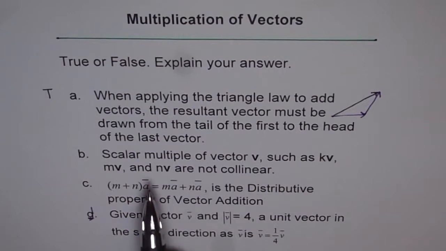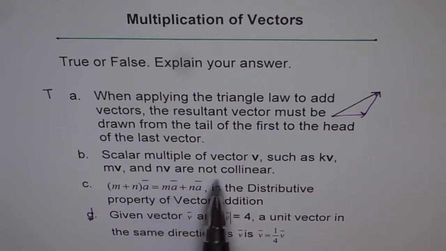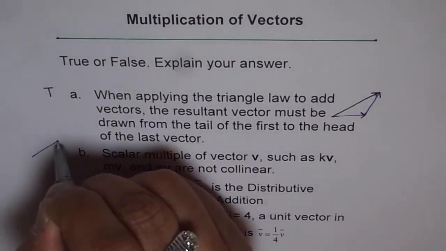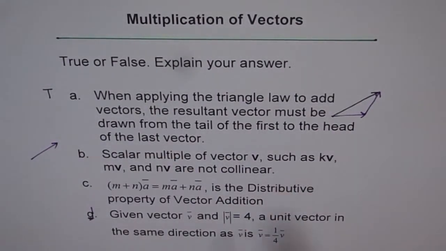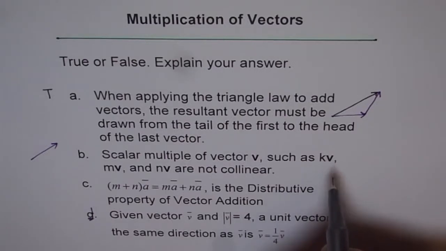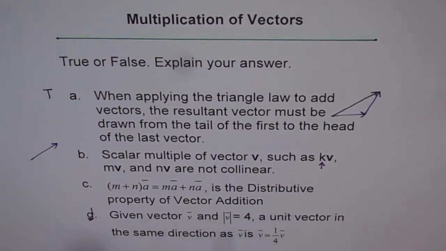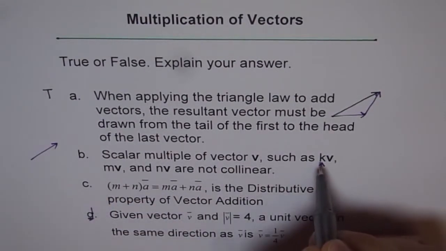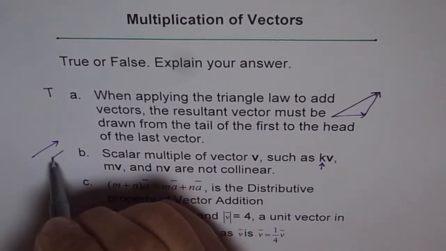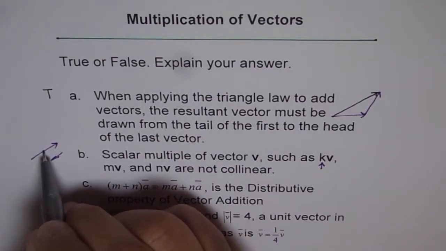Part B is, scalar multiple of vector v such as kv, mv and nv are not collinear. Well, if we have a vector v, for example, this is my vector v, and if I multiply by any number, 1, 2, 3, 4, minus 5, whatever, then what will I get? I will get all the vectors in the same direction. K actually changes the direction, but it can become opposite, right? If k is negative, then we can get a vector like this, right? But still, it can be translated and placed in the same line.